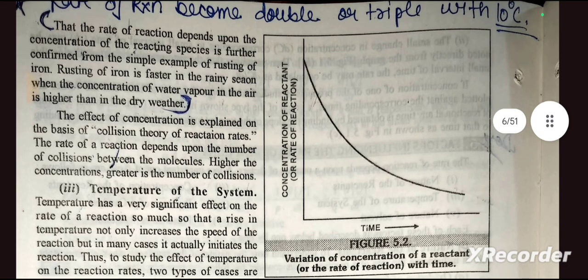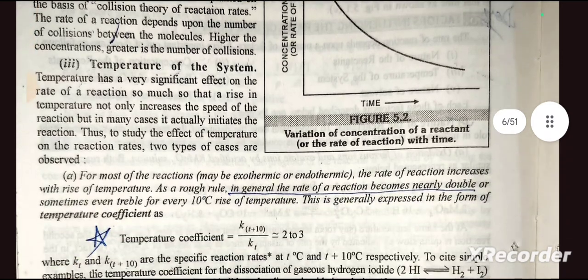That the rate of reaction depends upon the concentration of the reactant species is further confirmed from the simple example of rusting of iron. Rusting of iron is faster in the rainy season when the concentration of water vapors in the air is higher than in the dry weather.